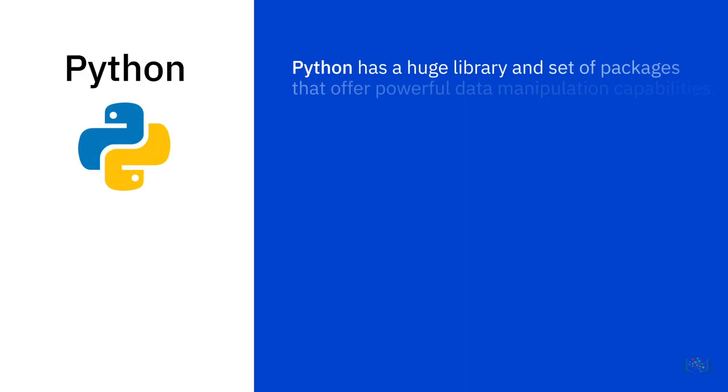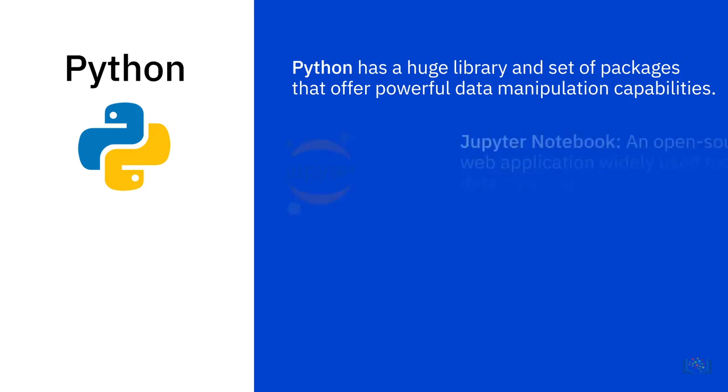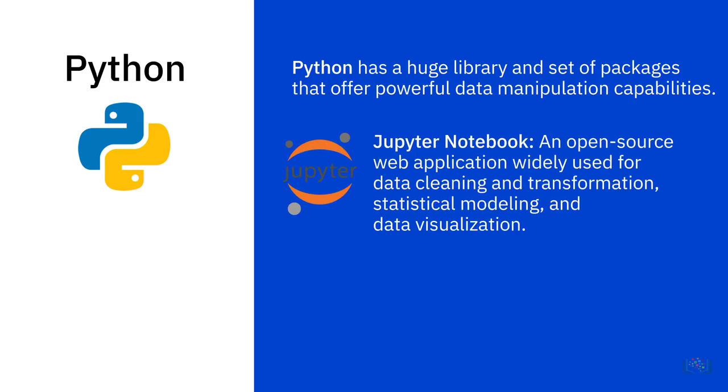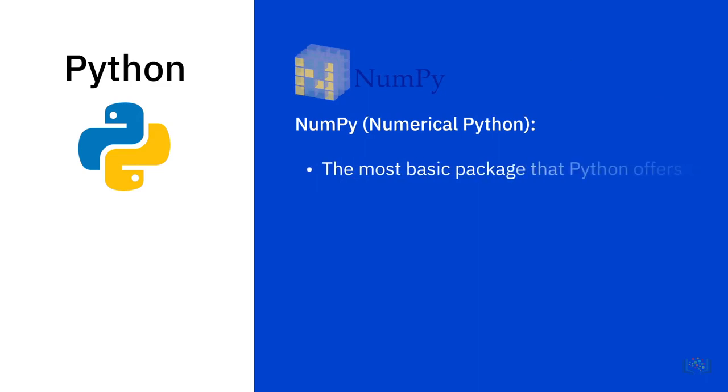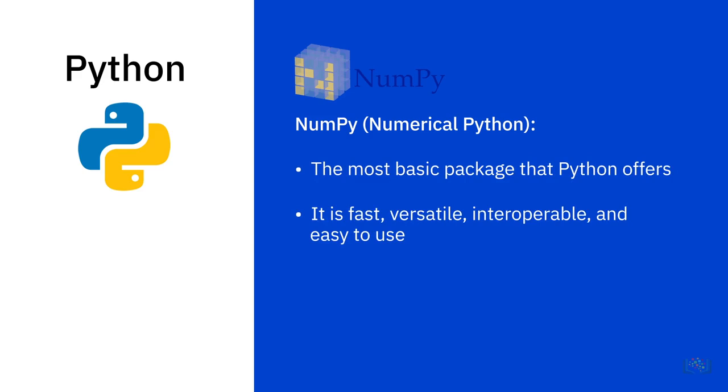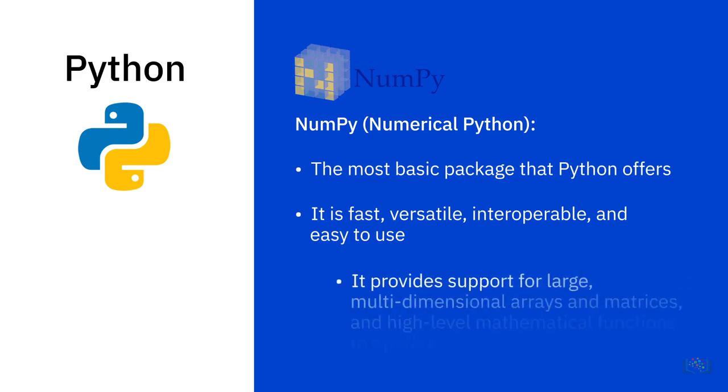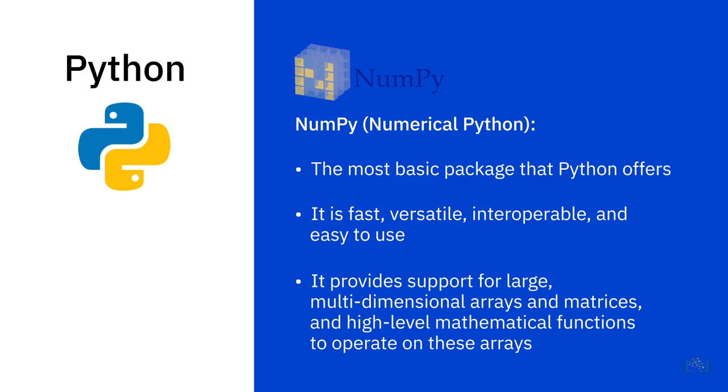Python has a huge library and set of packages that offer powerful data manipulation capabilities. Let's look at a few of these libraries and packages. Jupyter Notebook is an open-source web application widely used for data cleaning and transformation, statistical modeling, and data visualization. NumPy, or Numerical Python, is the most basic package that Python offers. It is fast, versatile, interoperable, and easy to use. It provides support for large multidimensional arrays and matrices, and high-level mathematical functions to operate on these arrays.